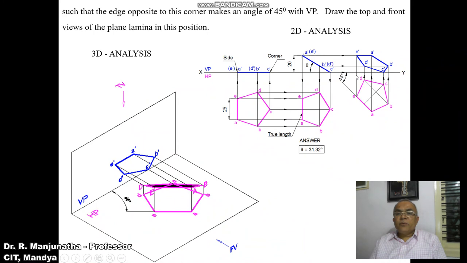How do I know that my problem is right? We can see that A dash, E dash is still parallel to HP, and the side opposite to this corner is going to be on the XY line. The side opposite to the corner makes an angle of 45 degrees with VP, and once this corner is resting on HP, the side opposite to the corner is 20 mm above HP, which you can see here, and it is a side of 25 mm. So this is how we can analyze this in 2D.